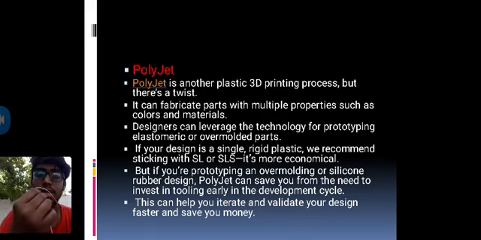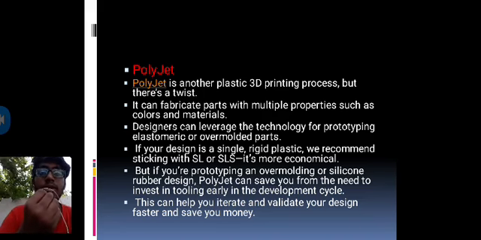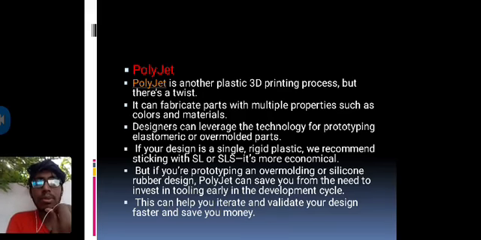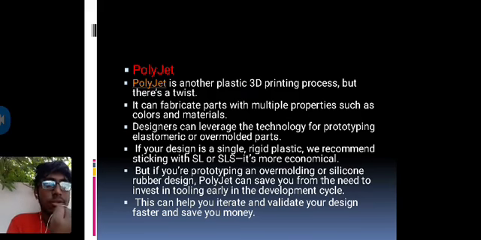The previously discussed SL, SLS, and MJF cannot do multiple colors or materials, but here PolyJet can. So we can decide what color we want for the prototype and what material we want to produce it with. Designers can leverage this technology for prototypes, elastomeric or over-molded processes. This can help you iterate and validate your design faster and save you money.